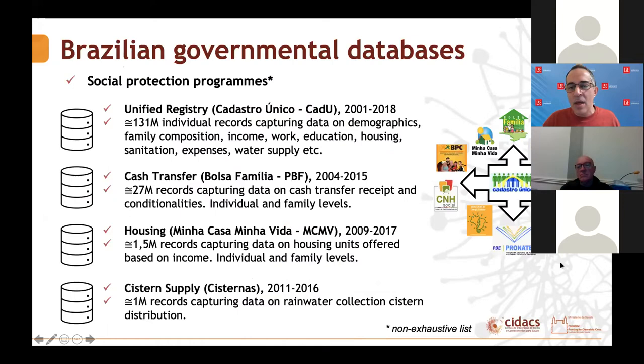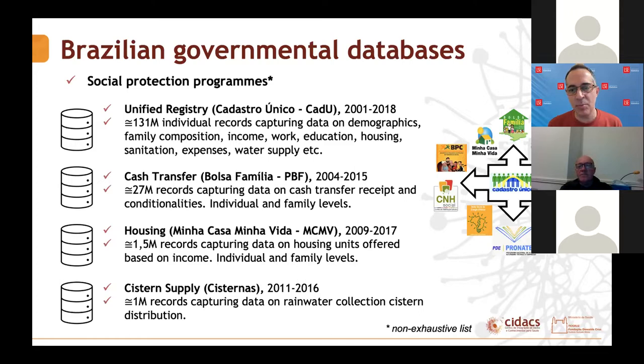So in terms of data we have in the center, we work with administrative databases. I would say most of the databases are secondary data and are for administrative purposes. These are some databases from the social protection programs. Then we have this Unified Registry, the Cadastro Único, and this is the main database for all the other social programs. So an individual intending to apply to any social program must be registered in this Unified Registry. And we have the cash transfer program and housing and system supply.